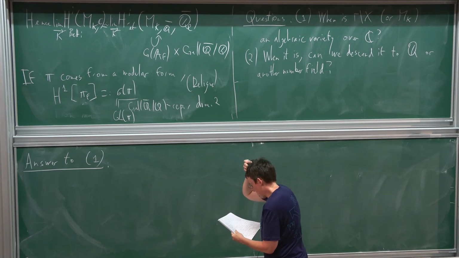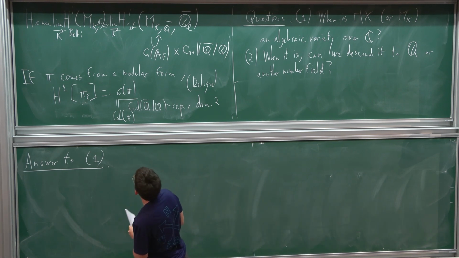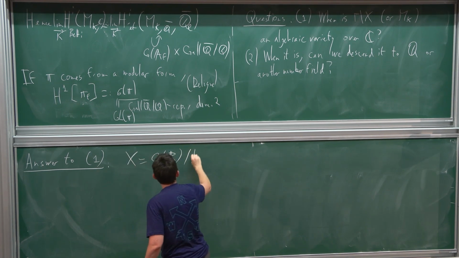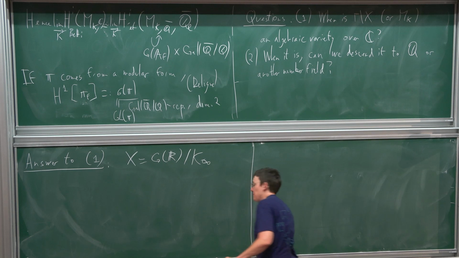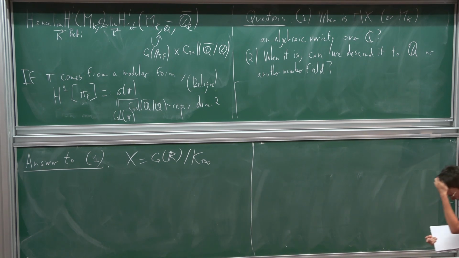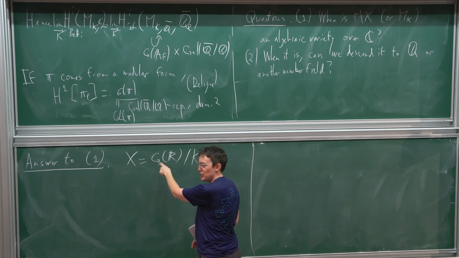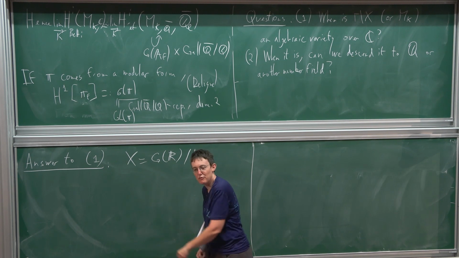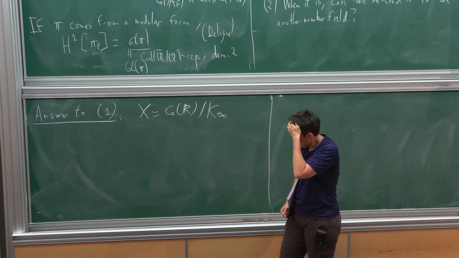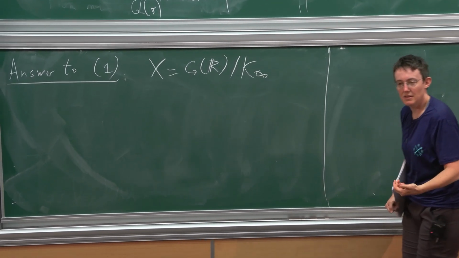Okay, so the answer to one. So I said this X, remember, it's basically G of R divided by a maximal compact subgroup. So this is what is called a symmetric space. So it has a Hermitian metric where G of R acts by isometries, and there is a symmetry around every point.